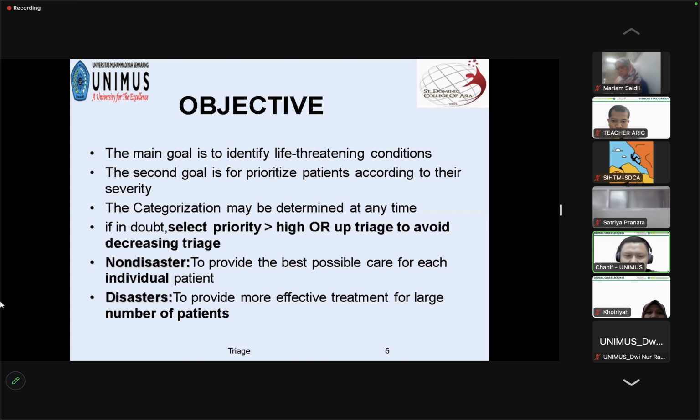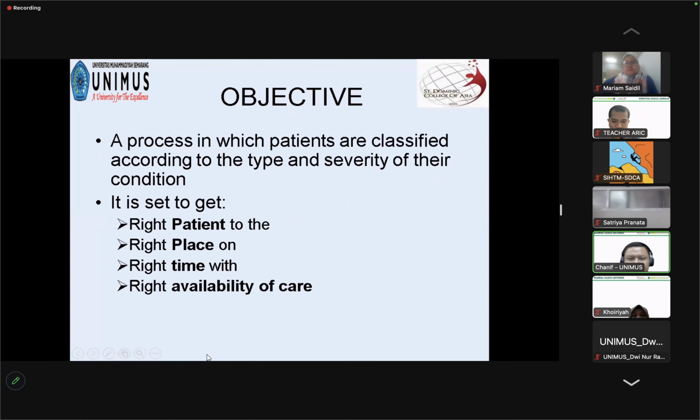worst condition. Yeah, for a disaster, it is one of the triage in individual patient in hospital to provide the best possible care for each individual patient. But for the disasters, to provide more effective treatment for large number of patients. It is the difference between triage in hospital and also triage in disasters.